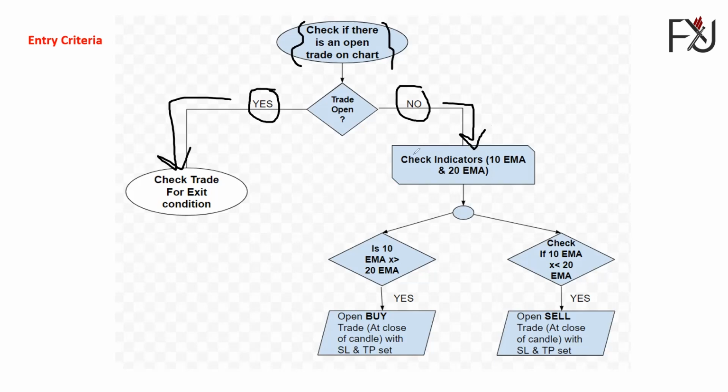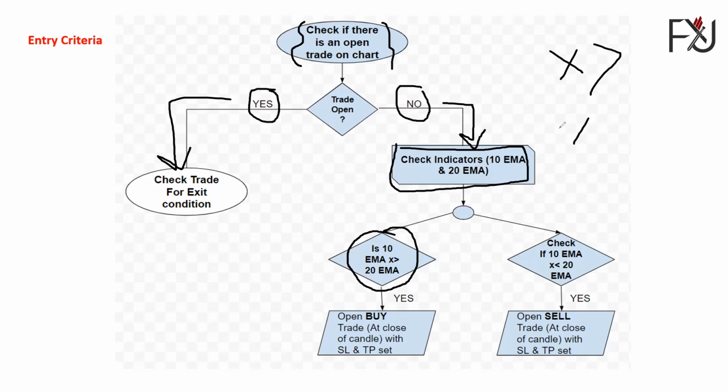Now, based on what we are building, we said we're going to be using the 10 EMA and the 20 EMA, right? So what we want the bot to do is check two things. The first one is to check if the 10 exponential moving average has crossed above the 20 exponential moving average. So we'll use this sign, X greater than, that's crossing above, right? And then X less than as crossing below. So what this means is that we're checking if the 10 exponential moving average has crossed above the 20.